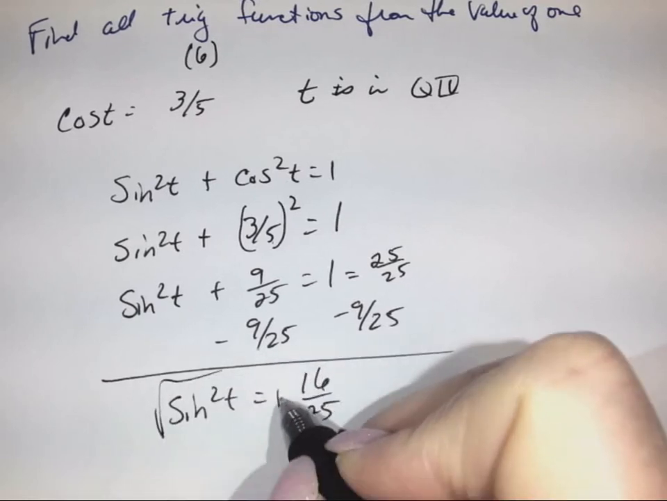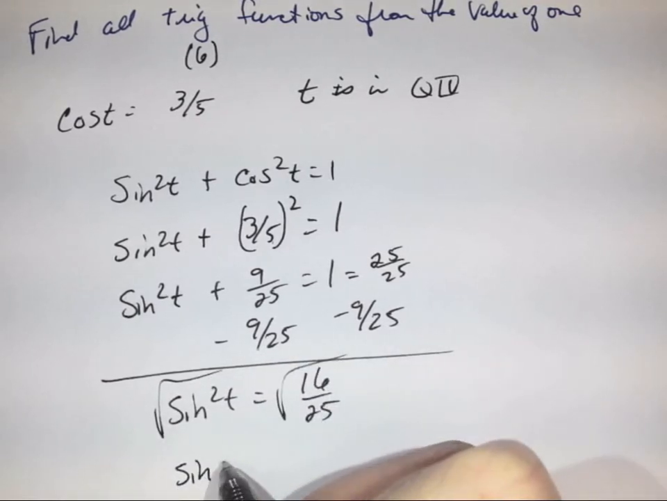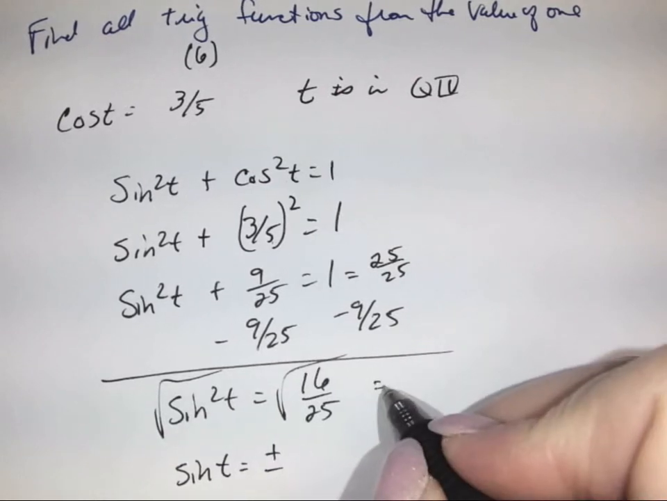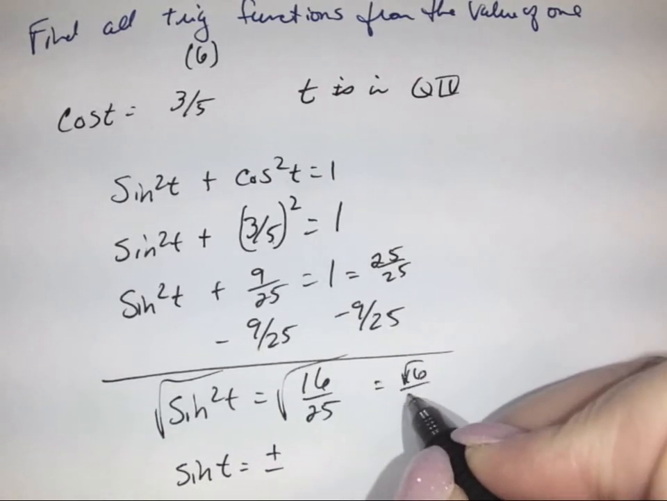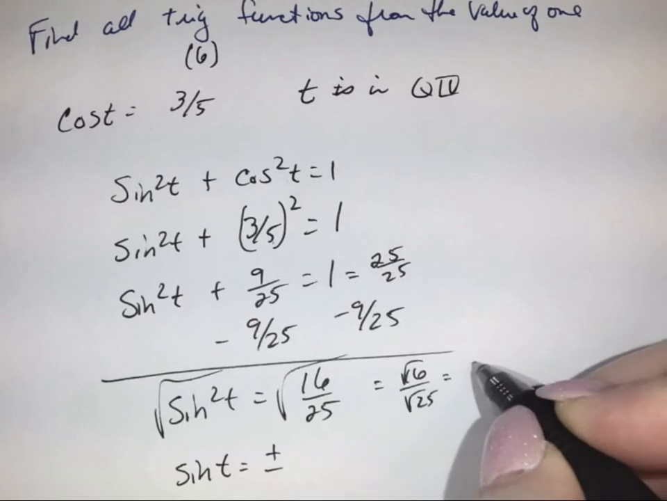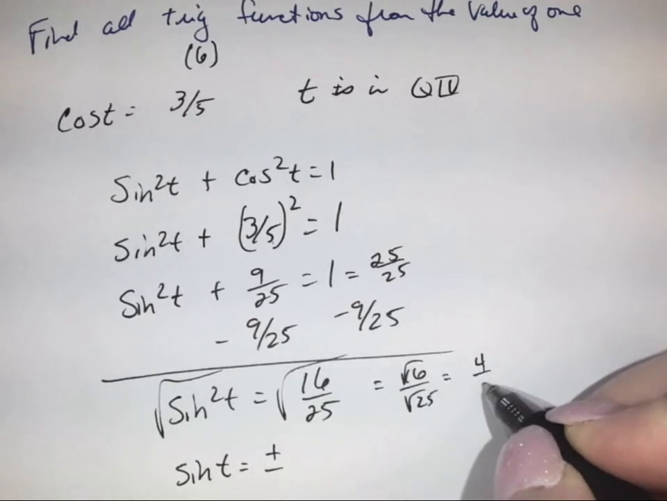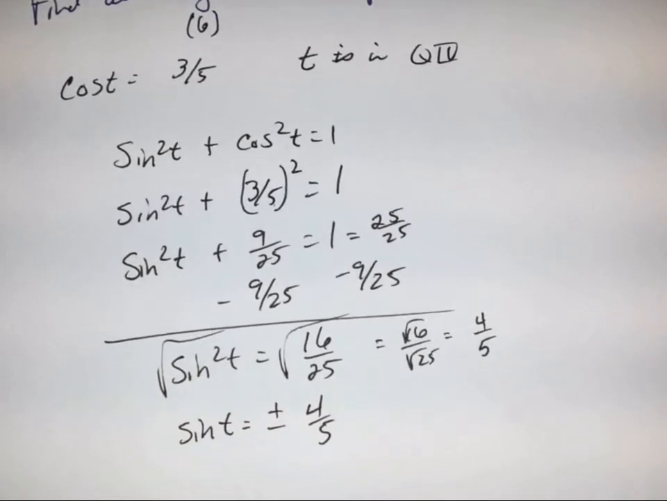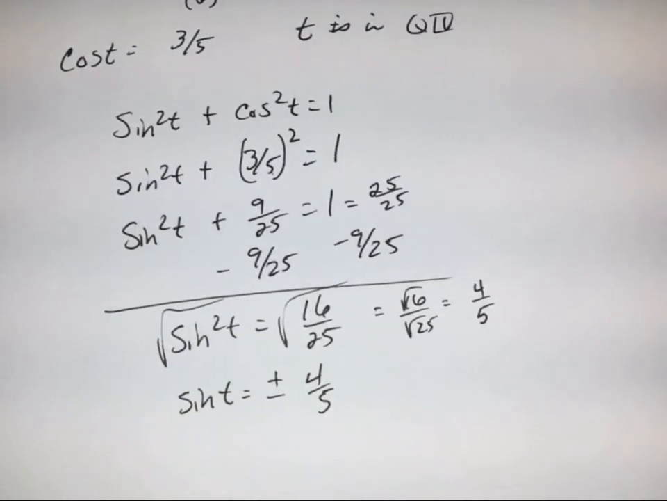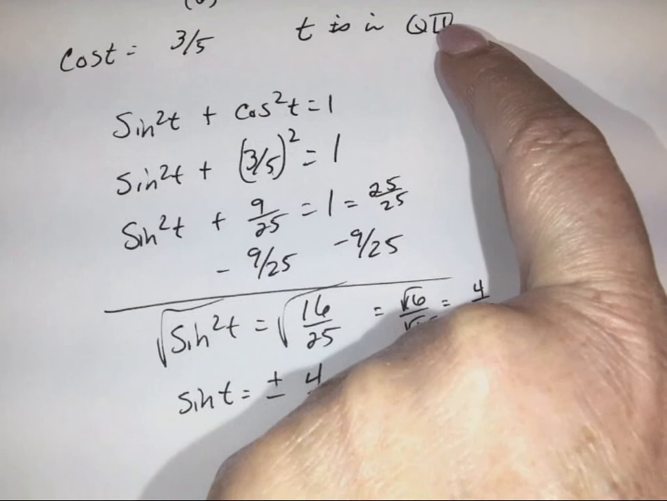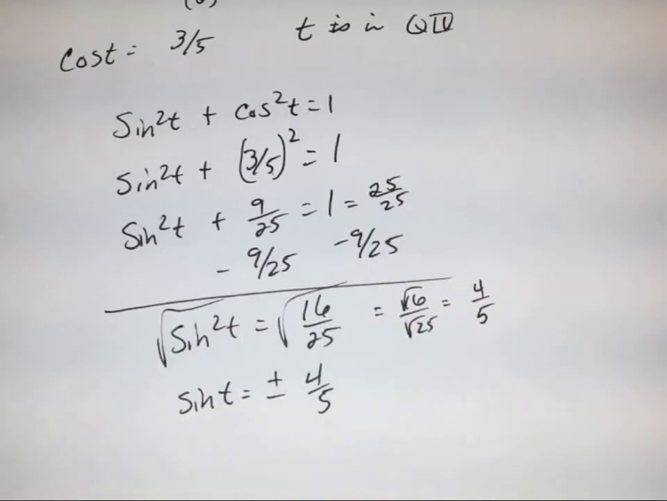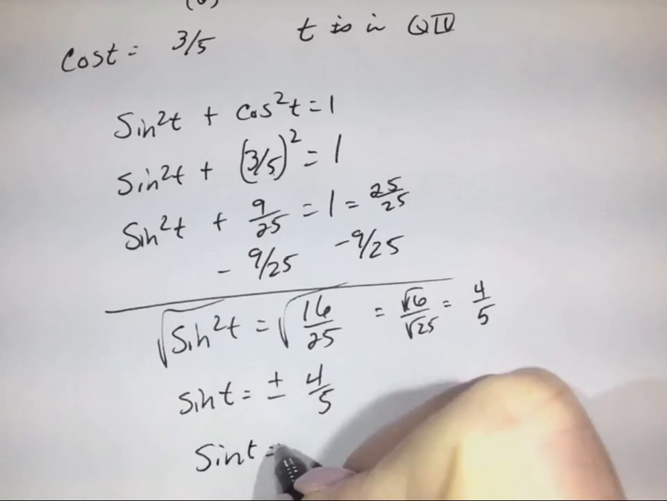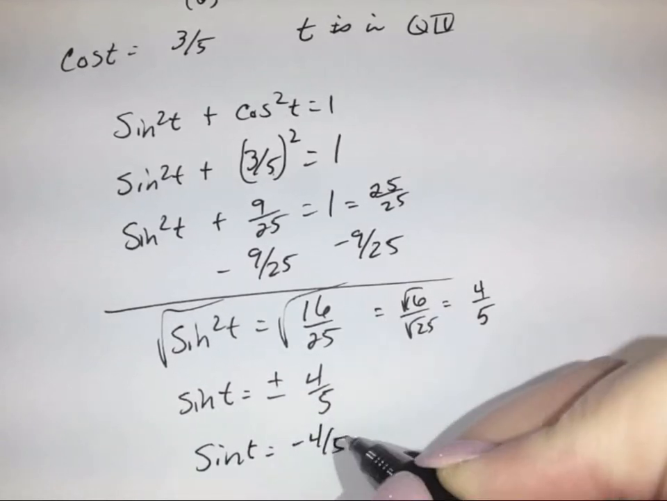Taking the square root of both sides, we get that sine t is equal to plus or minus the square root of 16 over the square root of 25. Square root of 16 is 4, square root of 25 is 5. So plus or minus 4/5. So which one is it? Well, we go back to our quadrant 4, and we know that sine will be negative. So that tells us that sine t is equal to negative 4/5.